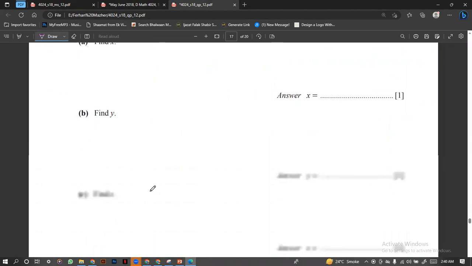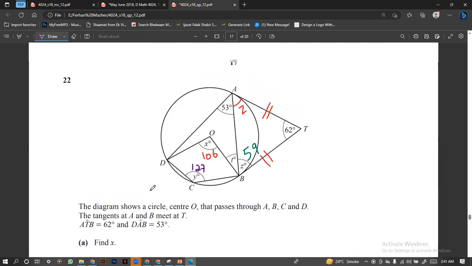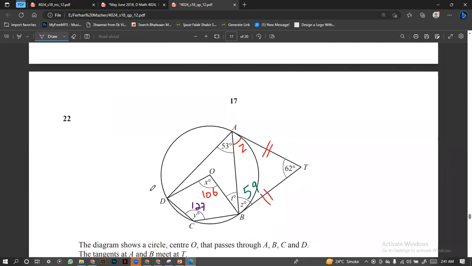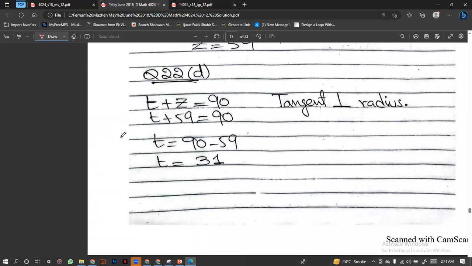Then the D part is find the value of T. Now we want to find out the value of this T. You know this is the radius OB and this is the tangent BT. The angle here is how much? This is 90 degrees. So if this angle is 90, then T plus 59 will be equal to 90, because the tangent is perpendicular to the radius at the point of tangency. So T will be equal to 90 minus 59, and that will be 31.